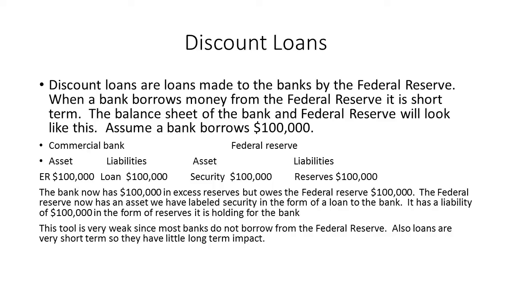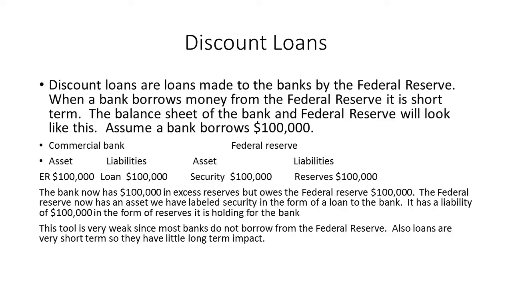The Federal Reserve now has an asset, as we labeled security, and has a liability of $100,000 it's holding for the bank. This tool is very weak simply because banks do not borrow from the Federal Reserve. Also, loans are very short term, so they have very little long-term impact. In 1929, we entered a depression, and even though the Federal Reserve was there to be the lender of last resort, banks did not borrow. So it is a very weak tool.